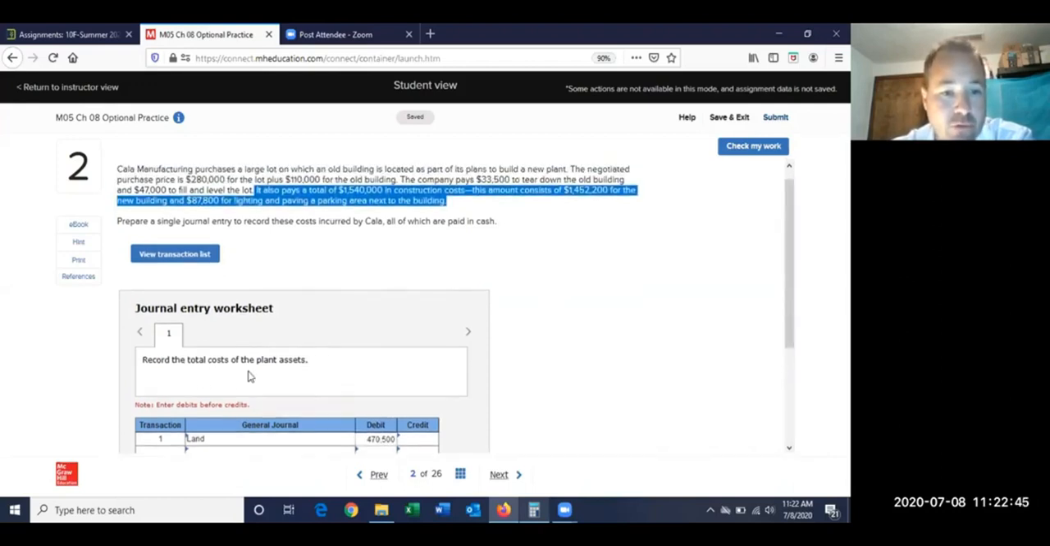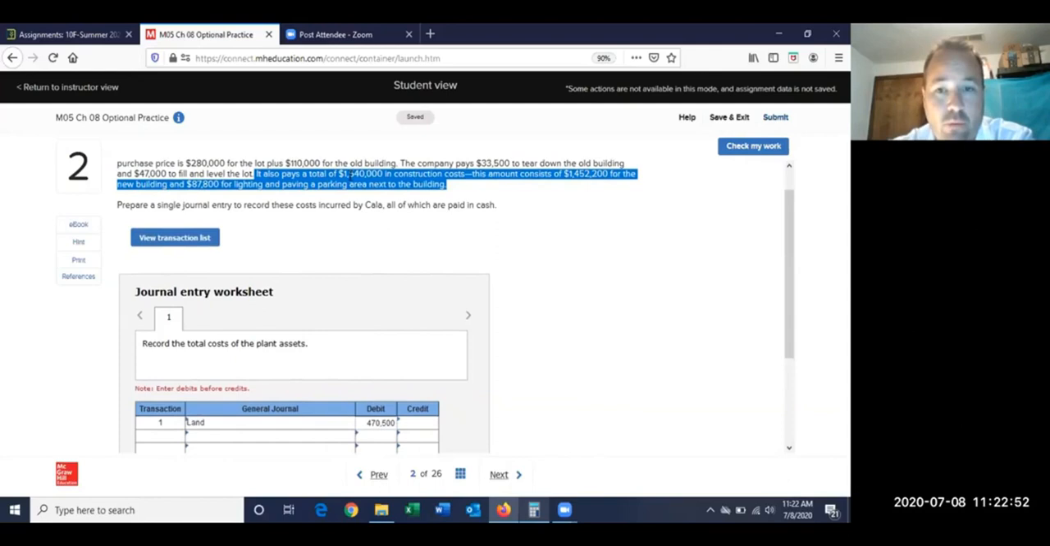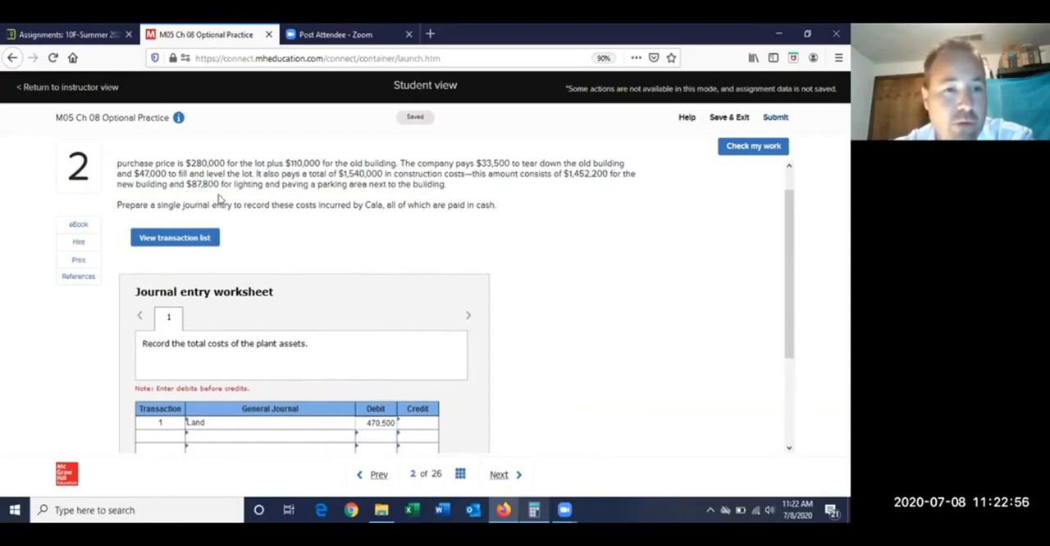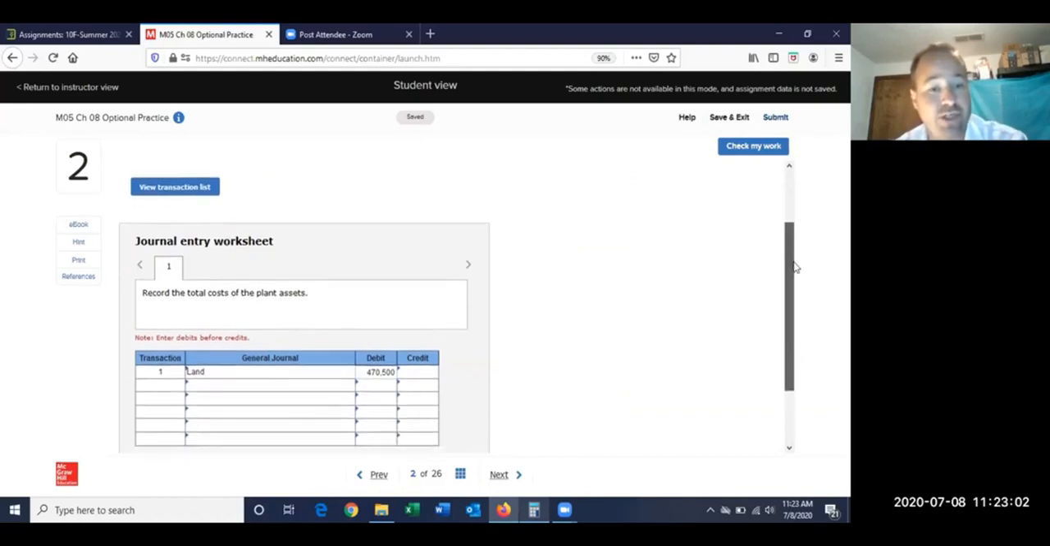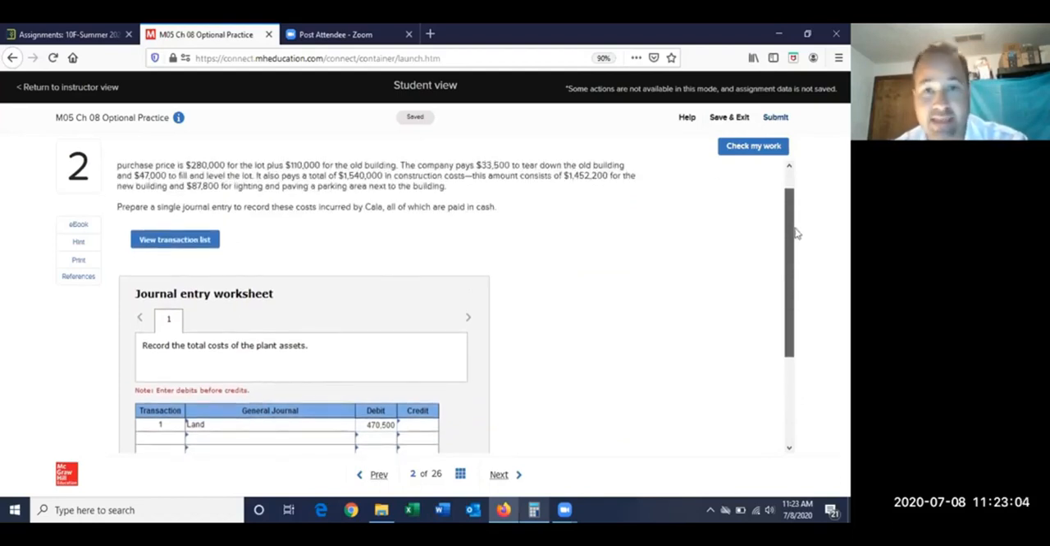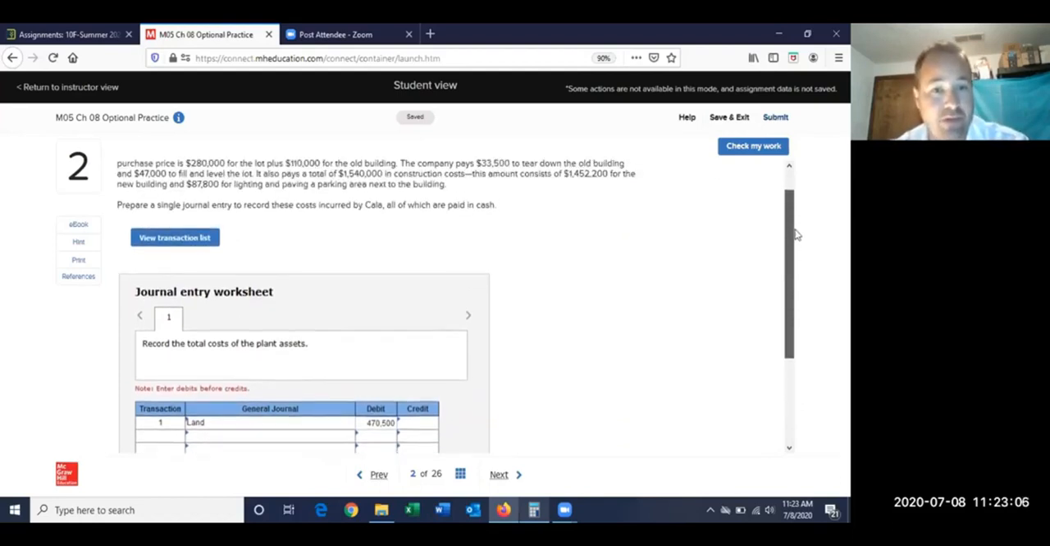It tells us here to record the total cost of the plant assets, so basically we're putting everything into one journal entry. It says we paid 1.5 million for construction. That is 1.4 million for the new building, and then the rest is for land improvements, such as parking lots. Remember, those are separate because they can be depreciated, whereas land is not, but buildings are. Land improvements usually depreciate faster than buildings. Buildings are going to be there for a while, typically.